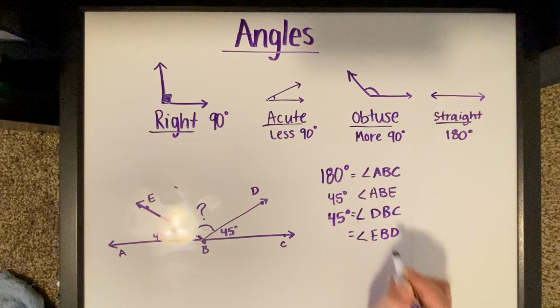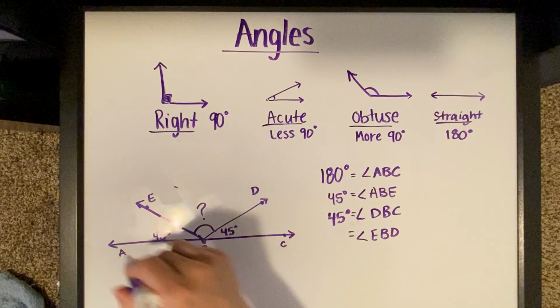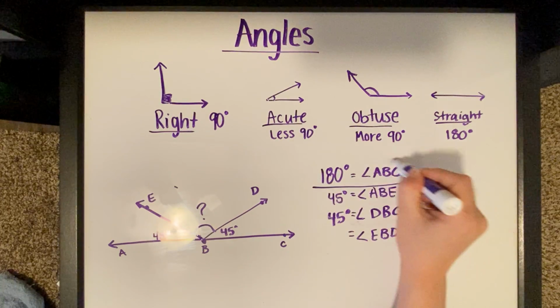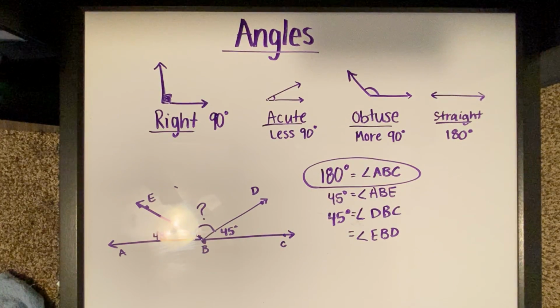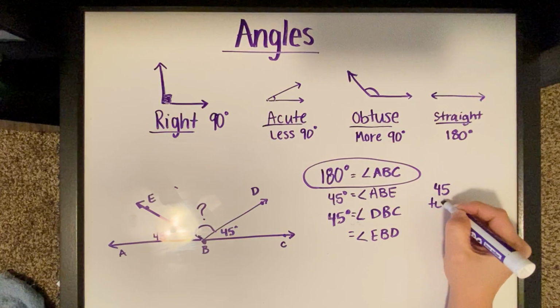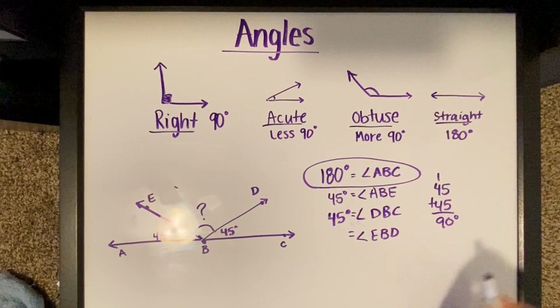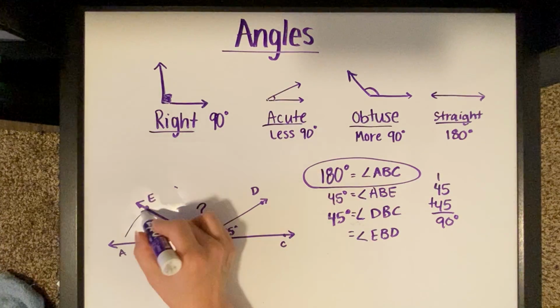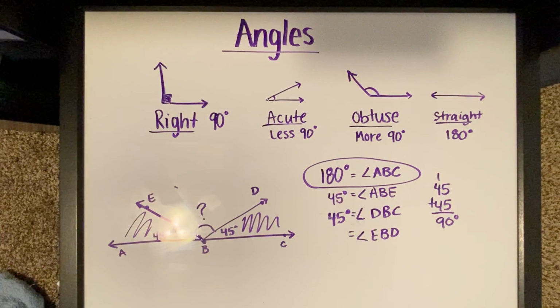Well, I can use the information that I have. I know my total, this whole entire thing, has to equal 180. So far I have 45 plus 45. So I have to do a two-step problem here. 45 degrees plus 45 degrees gives me 90 degrees. So I know right now these two pieces of my figure equal 90 degrees.